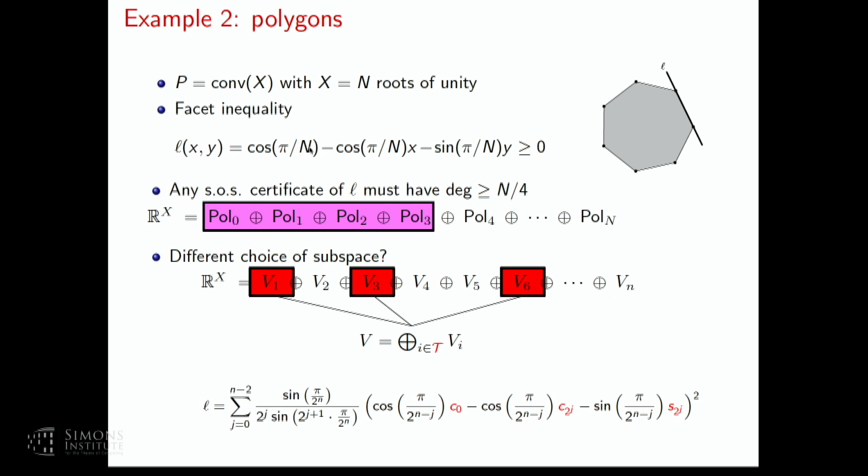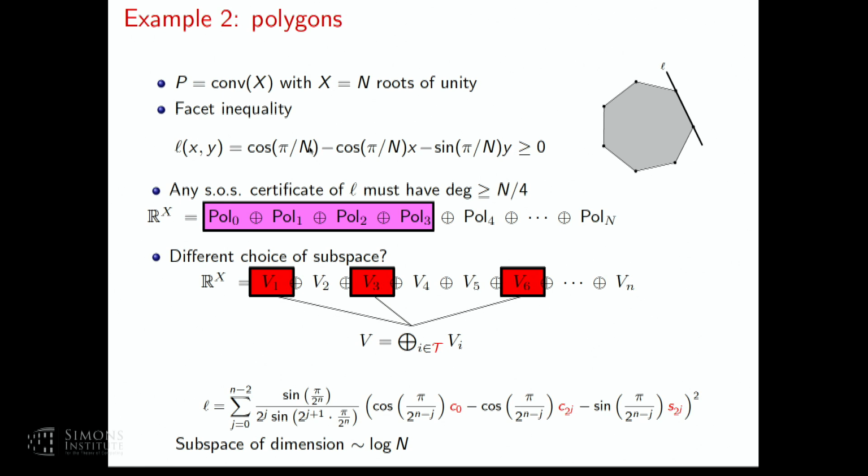And how many such monomials are there? There are log n such monomials if you go from 1 to n. So what this tells you is that you can find a subspace of much smaller dimension than the one considered in the Lasserre construction. This subspace has dimension log n, so it gives you an SDP lift of this polytope of size log n.